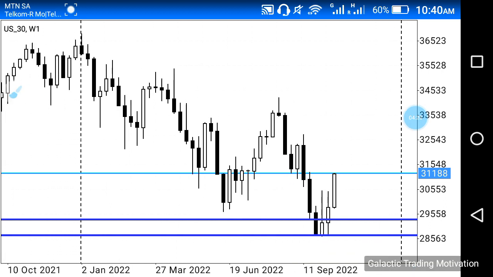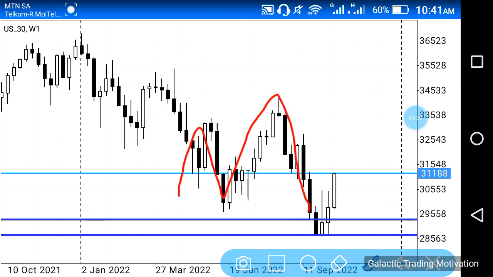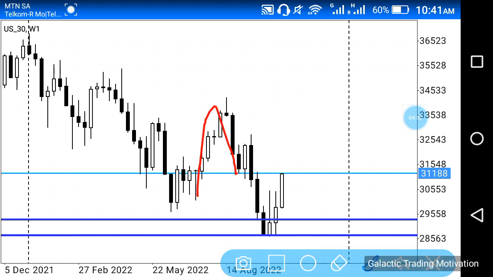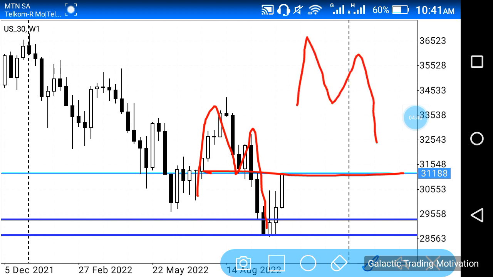Having said that, as much as we had this M structure over here which is no longer relevant, can you guys also see that we have another smaller M structure over here, right? It's also an overextended M structure, and it has a neckline at that point. It's an overextended M structure because it too has the first leg being higher than the second leg, right?